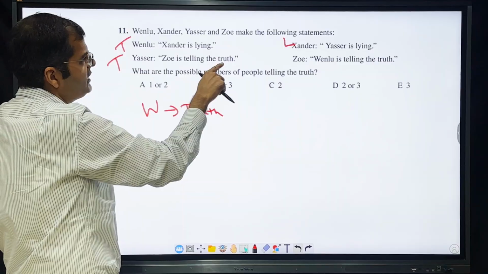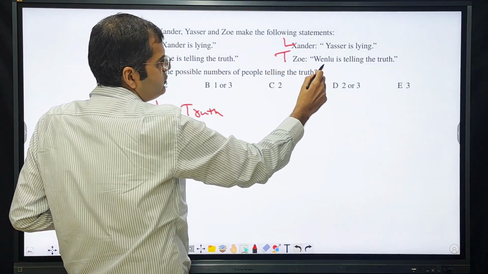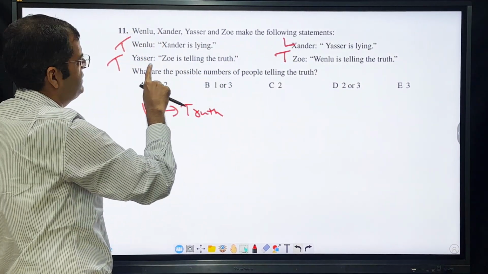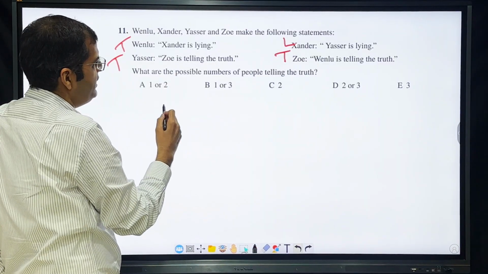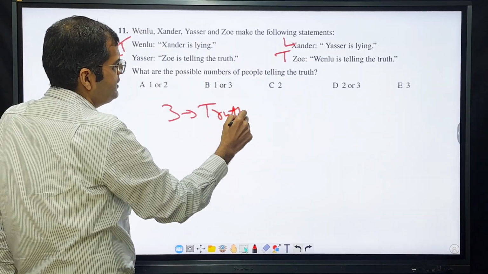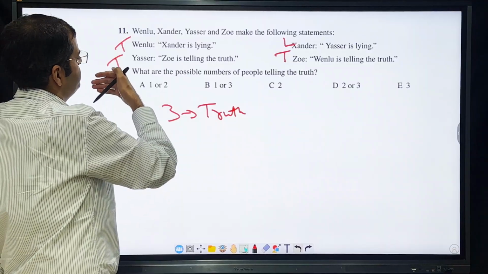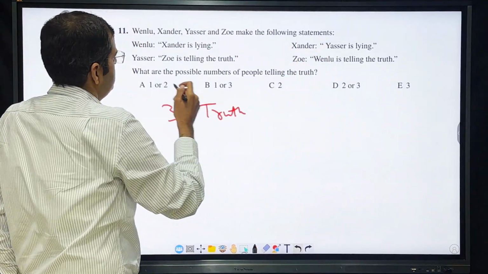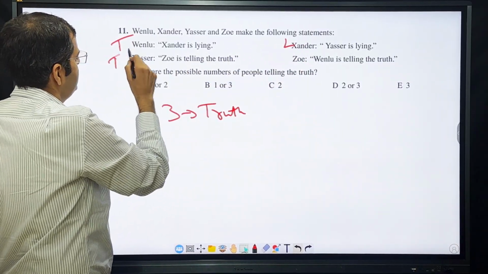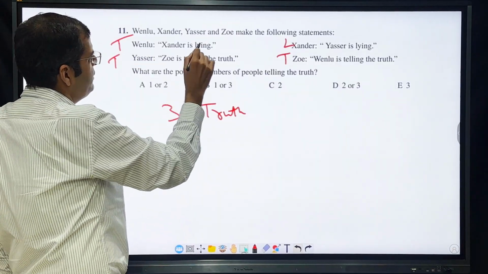And Yasir is saying Zoe is telling the truth. So Zoe is telling the truth, and Zoe says W is telling the truth. Yes, W is telling the truth, so everything falls in place. So three of them say true and one is false. One scenario was this is true, this is lying, and this is true, and this is true. This is one scenario.